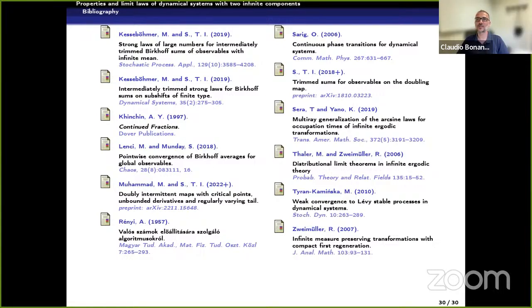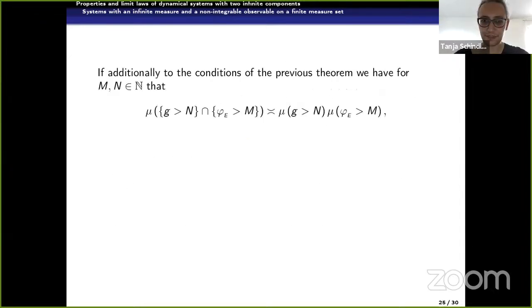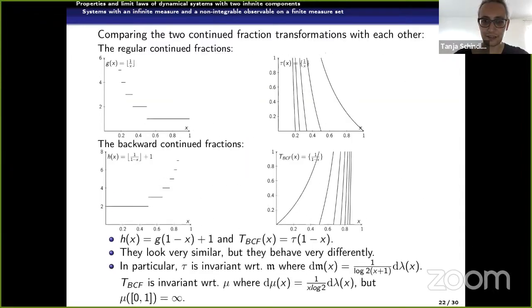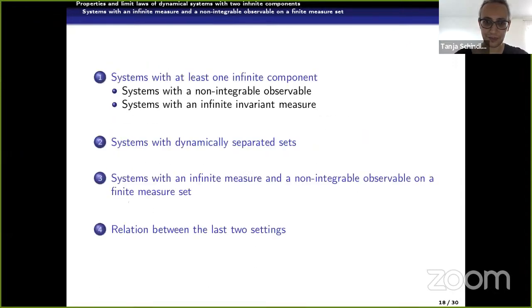So I would just then ask if you can say something more about this separated set. I'm not sure that I really understood what kind of behaviors you can get. Yes, let me just go back. Sorry, it's a bit boring now.